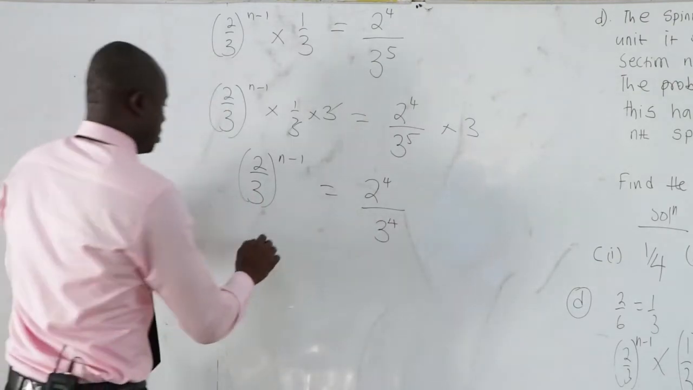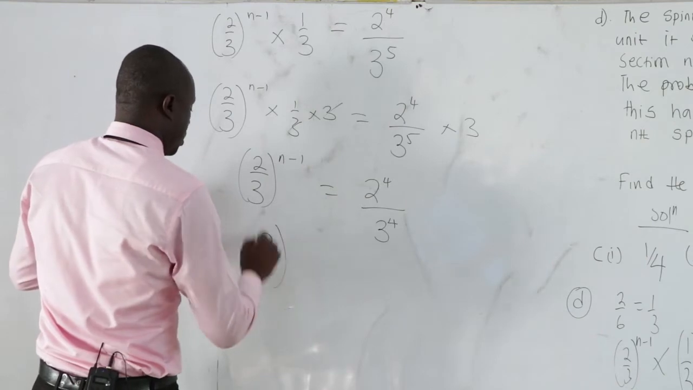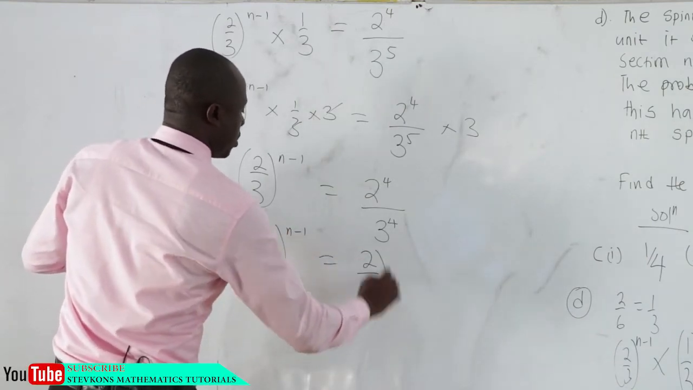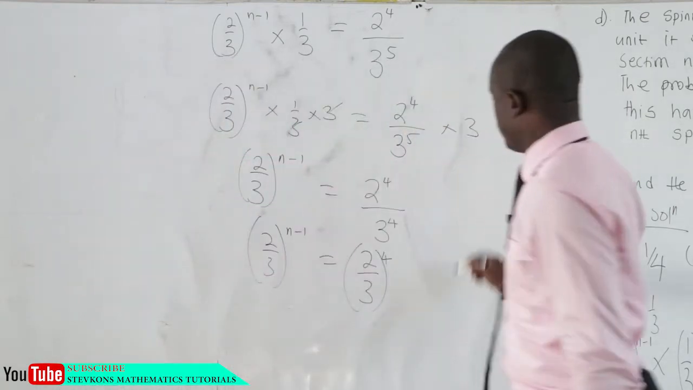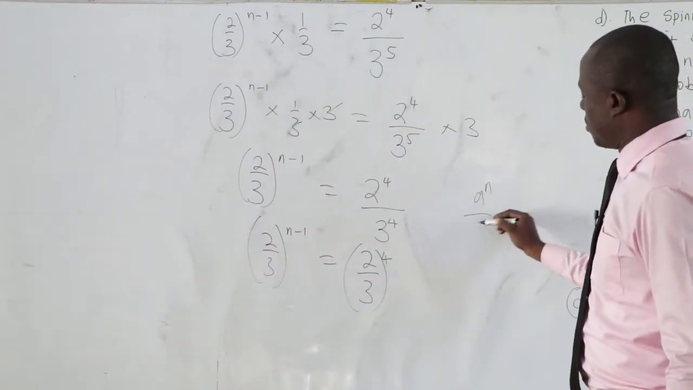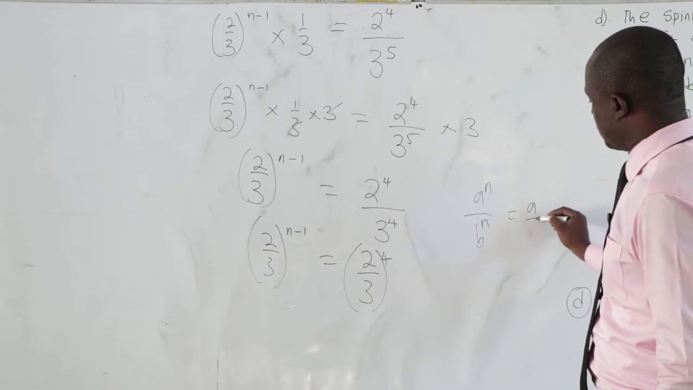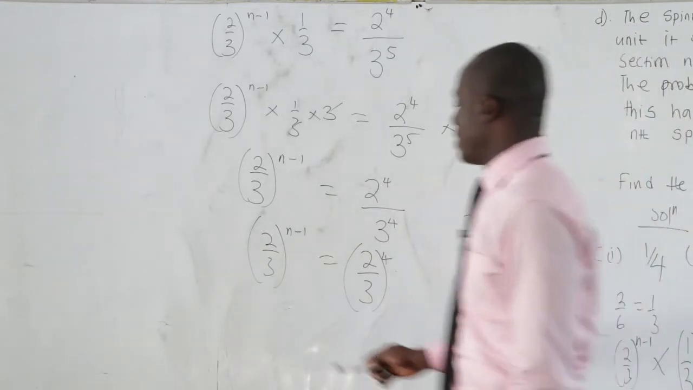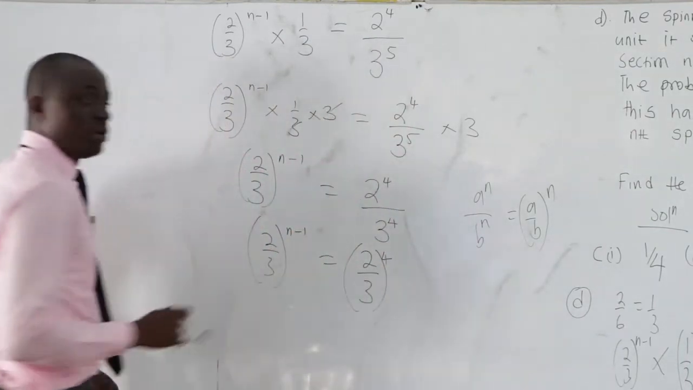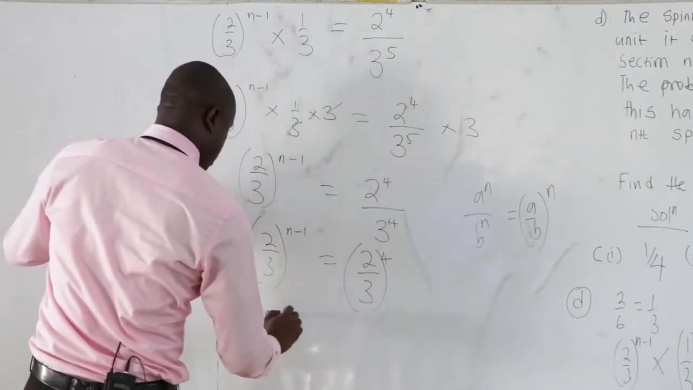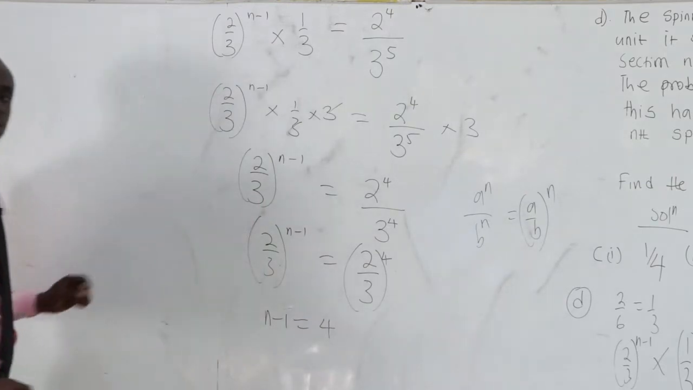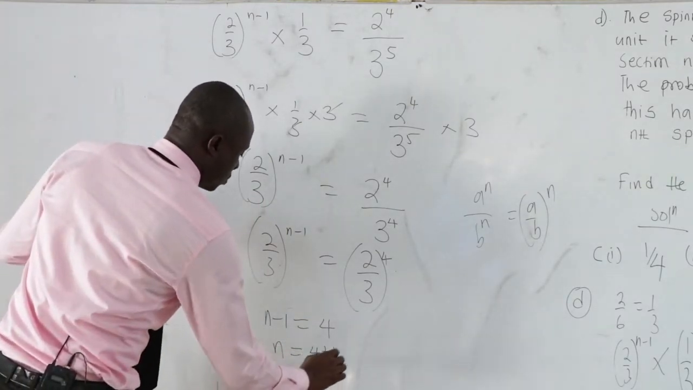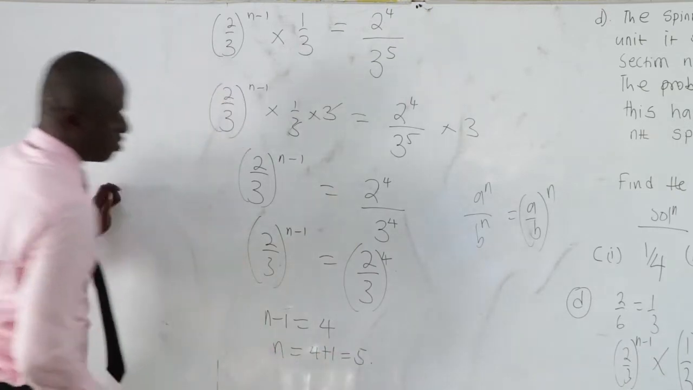From indices, we can have 2 over 3 all to the power n minus 1 equal to 2 over 3 all to the power 4. If you have a to the n over b to the n, this is the same as a over b all to the power n. Here, the bases are the same, so you equate the exponents. We have n minus 1 equal to 4. Hence, n equals 4 plus 1, which is equal to 5.